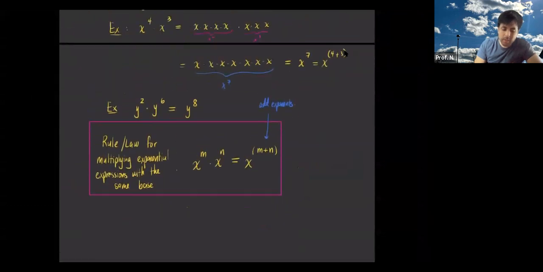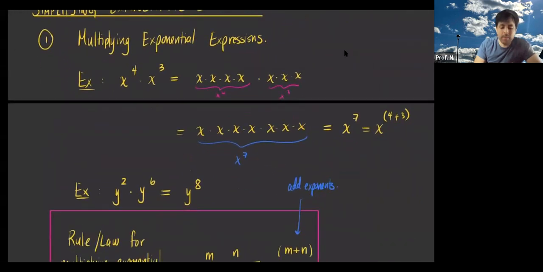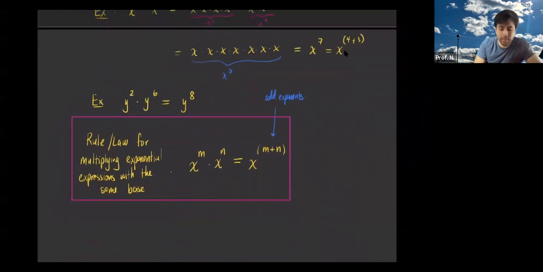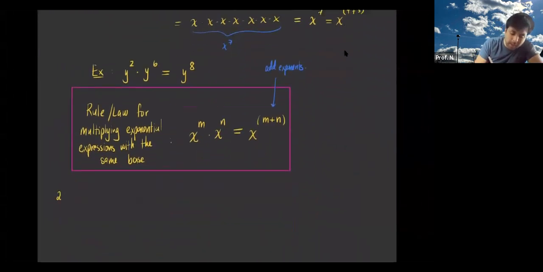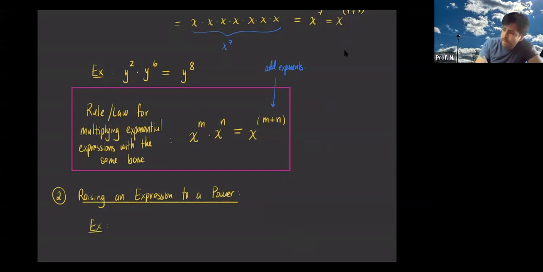The second of its kind of the type of scenario that we will get when we have simplification of exponential expressions is we may have something that has, when we have raising an exponential expression to a power. So what happens now when I have something like this, x to the fourth, and this is raised to the third power? What is going to happen here?